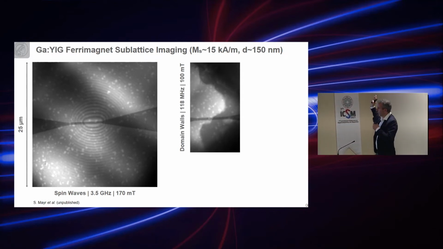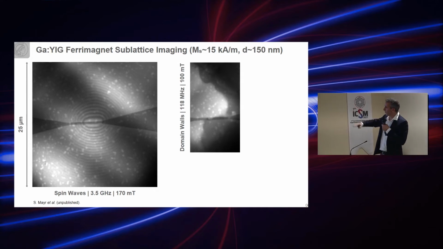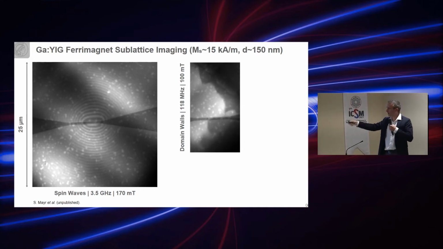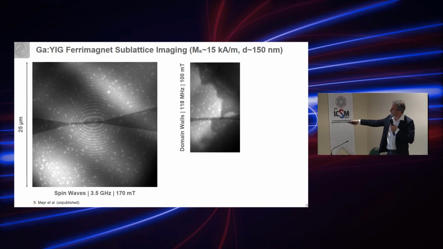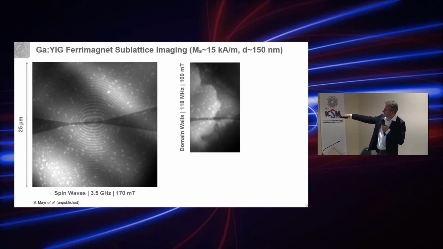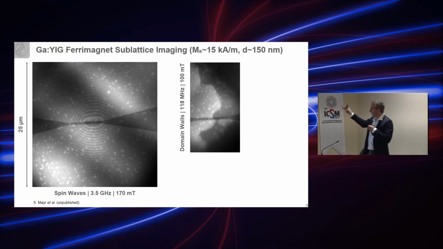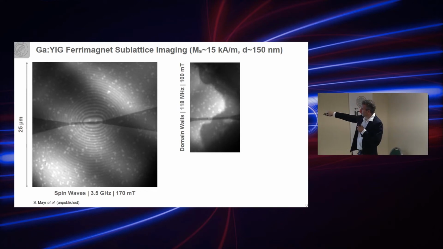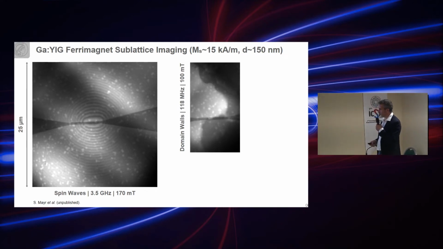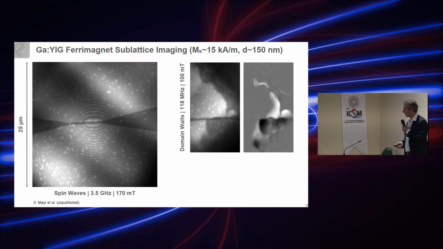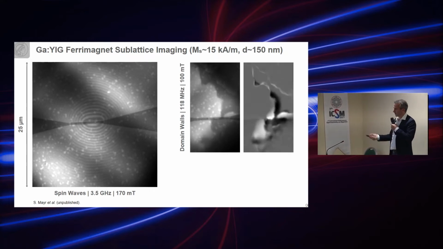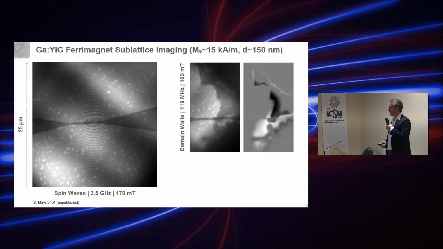If we apply smaller fields, then the magnetization is inclined, and then you can really see inclined domains forming, and you can make them denser at 118 megahertz excitation frequency, or lower excitation frequency. And in a normalized view, this would look like that here.